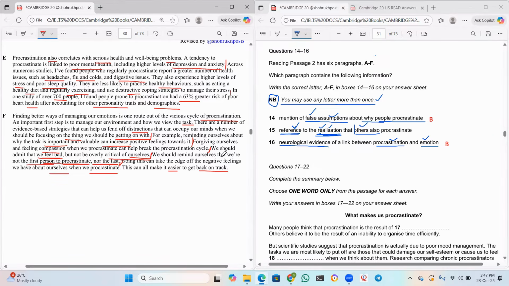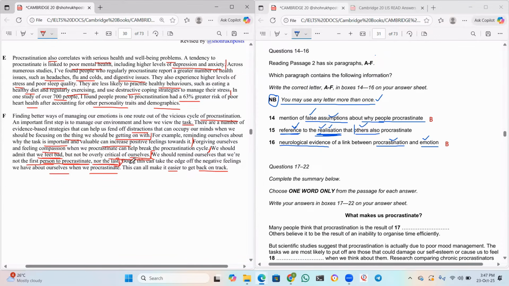What does it mean? Here we are realizing that we are not the only people who are procrastinating, others also procrastinate. So, yes, sir. A reference to realization that others also procrastinate. Yes, exactly. The answer for that one is in this sentence, sir. We should remind ourselves that we are not the first person to procrastinate, not the last. Okay, so doing this can take the edge off negative feelings.